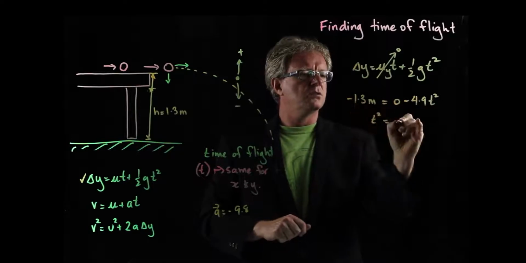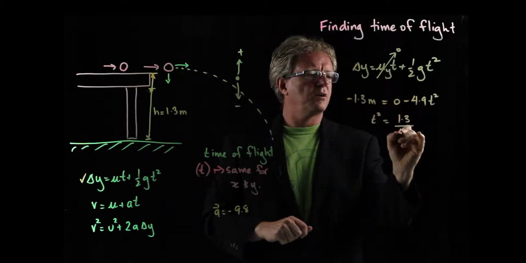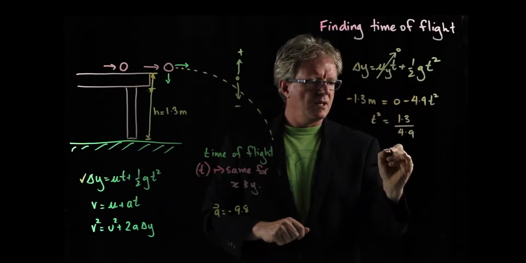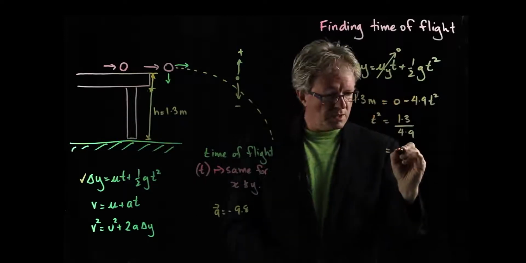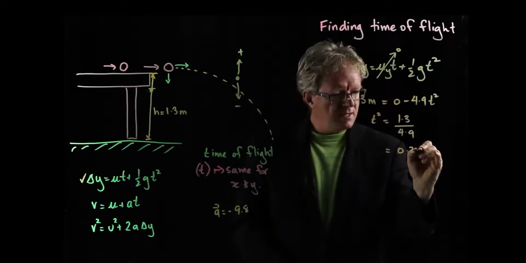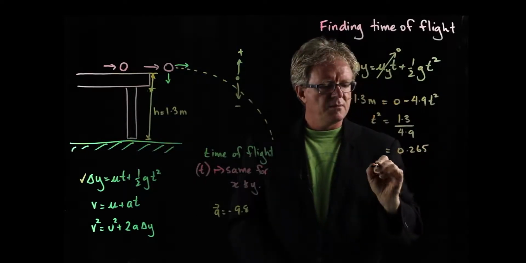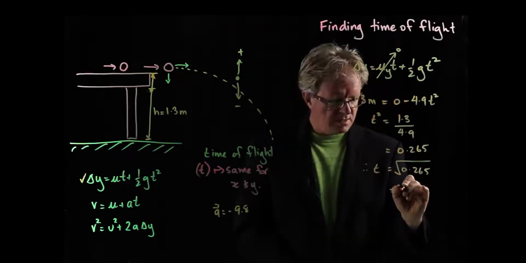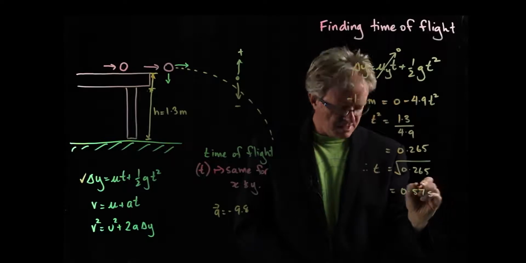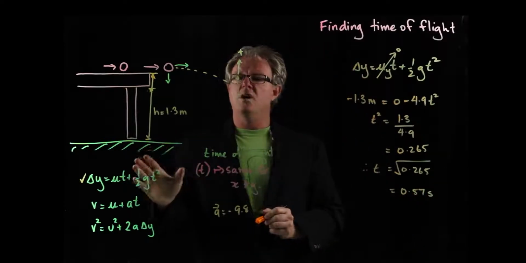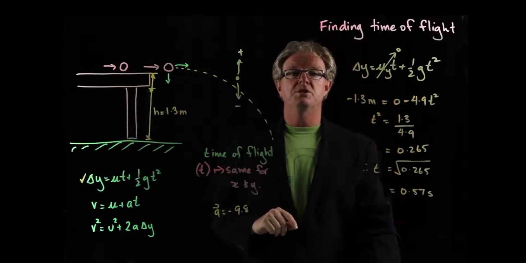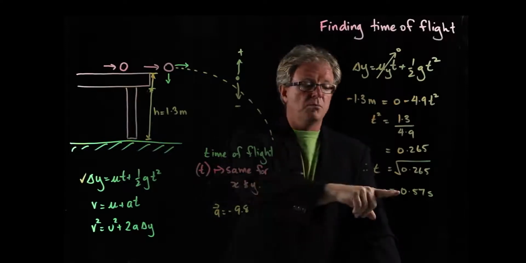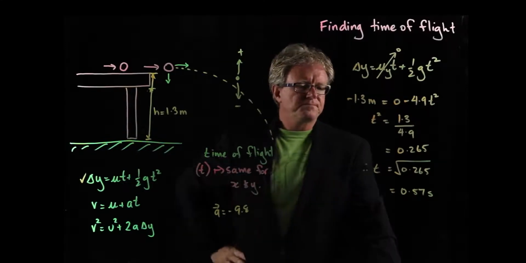What we're going to do here is rearrange this equation so we end up with t squared equal to 1.3 divided by 4.9, and when we do that we get 0.265. Then we take the square root of that and we get 0.57 seconds. So that is the time for our projectile to reach the ground: 0.57 seconds.